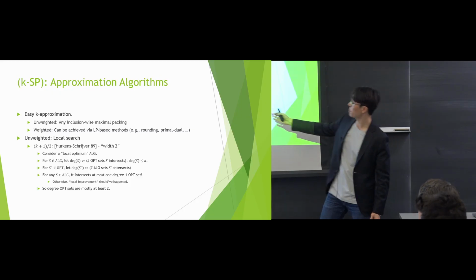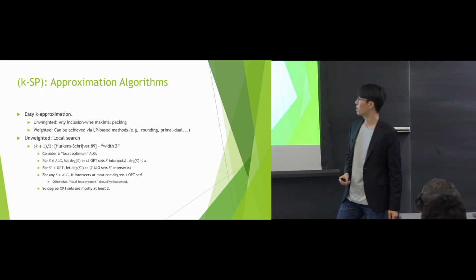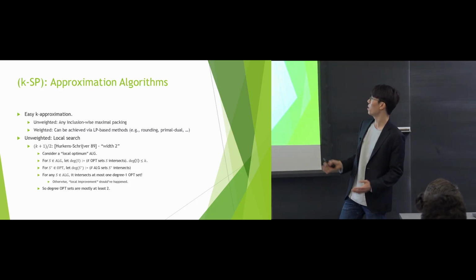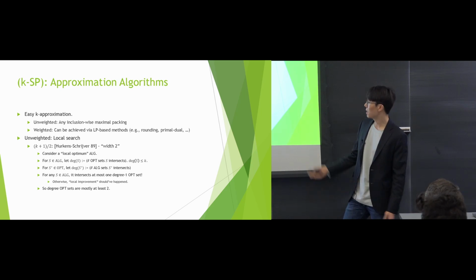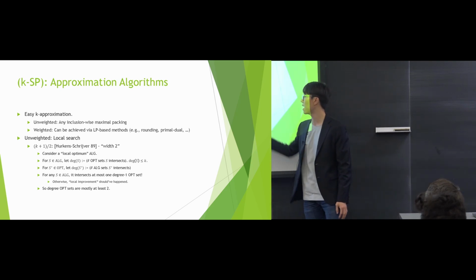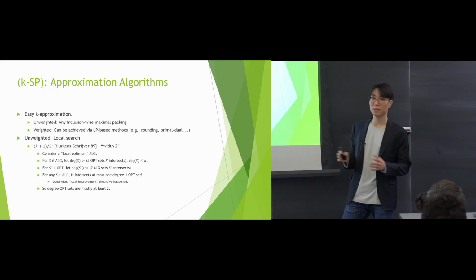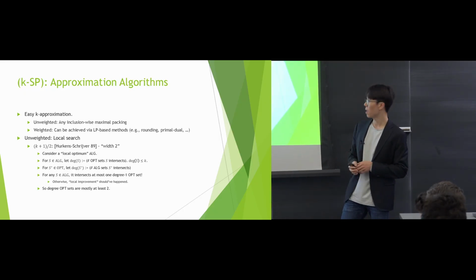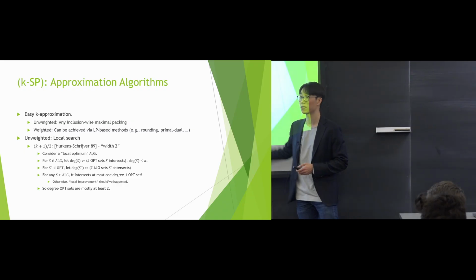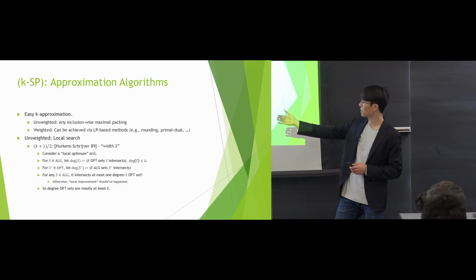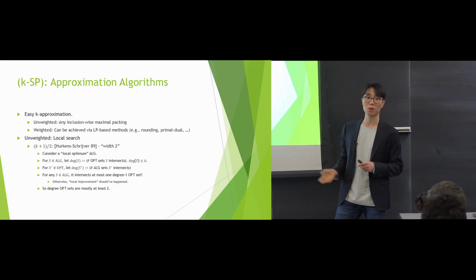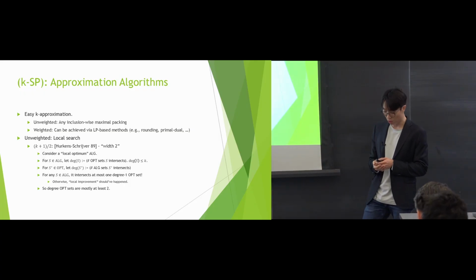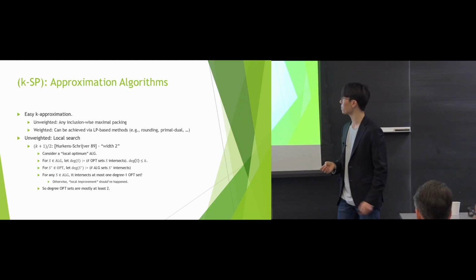Okay, so one can observe that every set intersects at most one degree 1 optimal set, meaning that apart from that one, most of the optimal sets have degree at least 2. So then it's kind of a double counting argument. My sets are intersecting at most k, and the other sets are intersecting at least 2. So the ratio between my sets and the optimal sets should be at most k over 2. So that was a very simple k over 2 approximation.